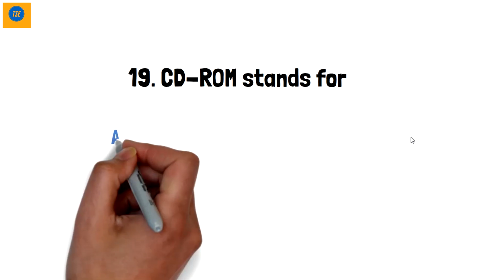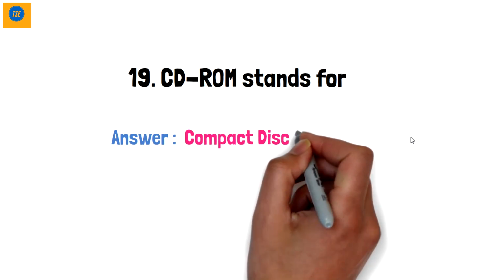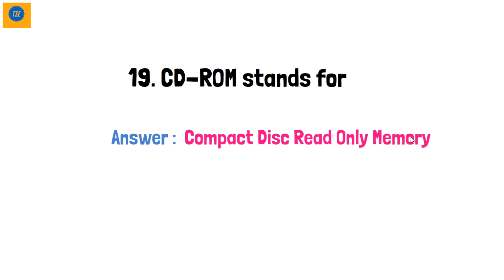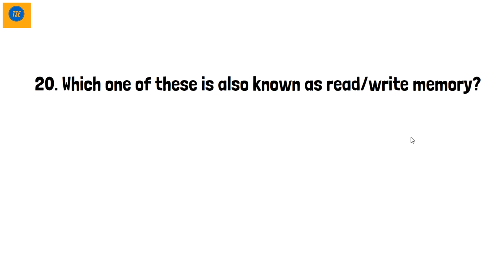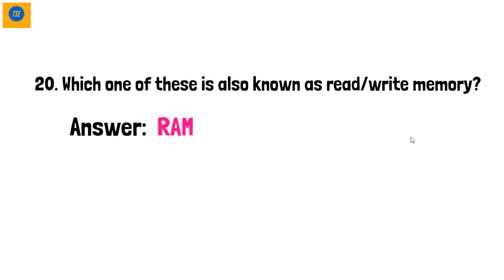Next question. CD-ROM stands for? Answer: Compact Disc Read Only Memory. Next question. Which one of these is also known as read and write memory? Answer: RAM, Random Access Memory.